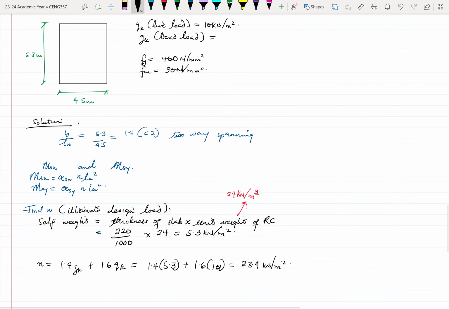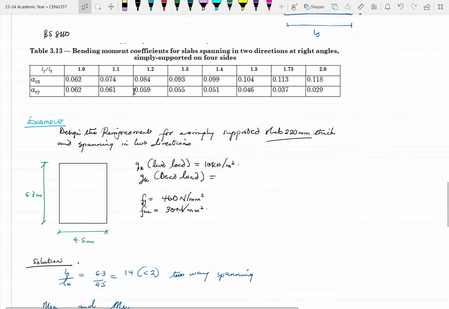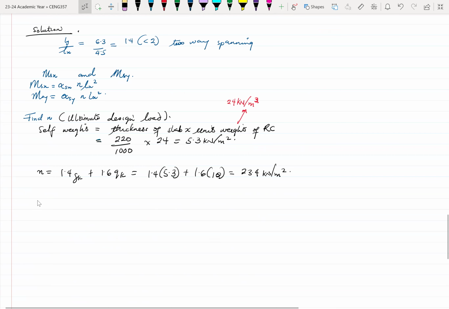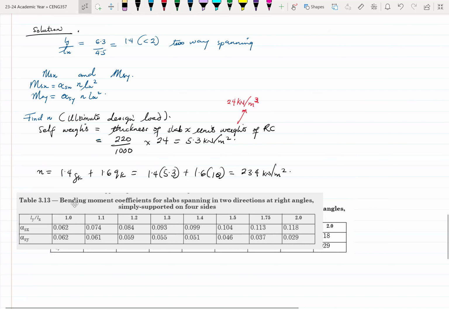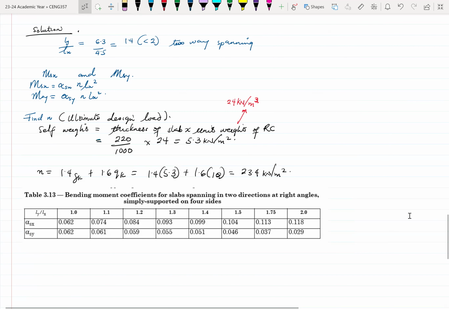Let me bring the table down again. I have it here, so I'll make a copy of it and paste it down here. Yeah, it did copy. So you have the table over here. Our ratio is 1.4, so this is our Ly over Lx ratio, which means my alpha SX is 0.099, and the alpha SY is 0.051.